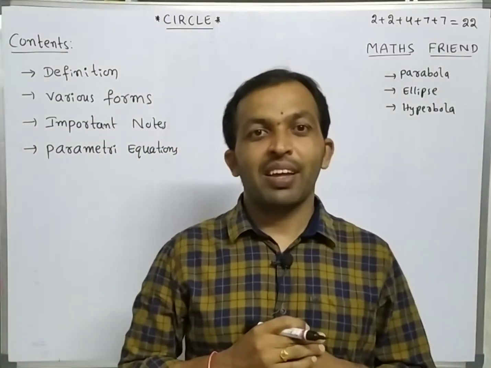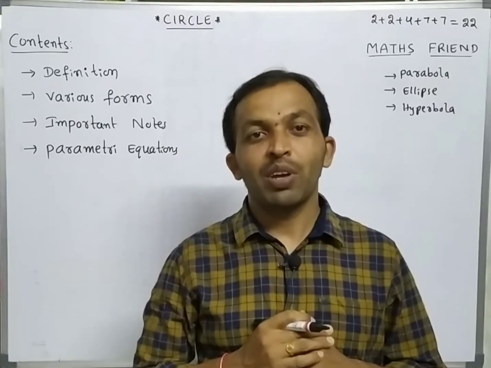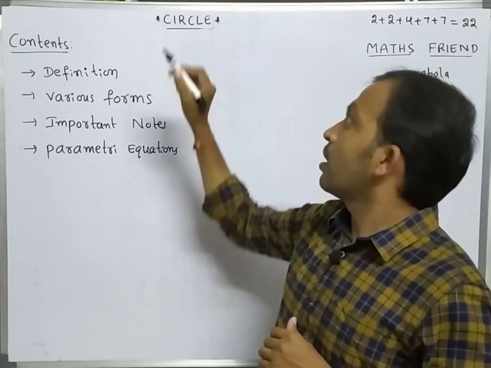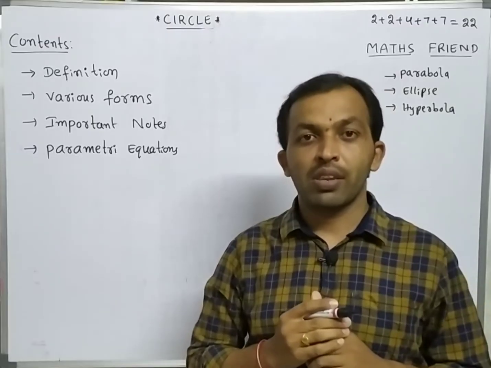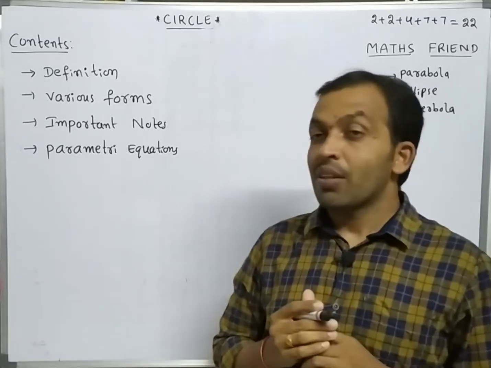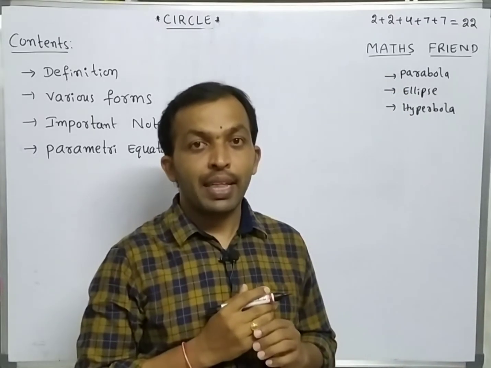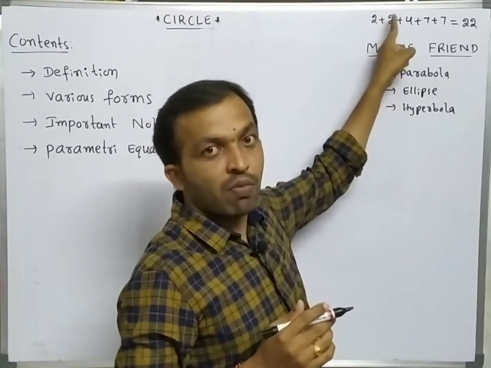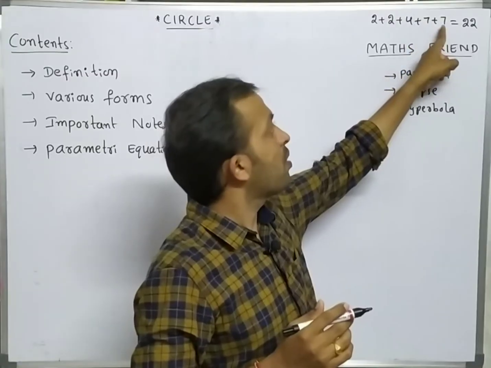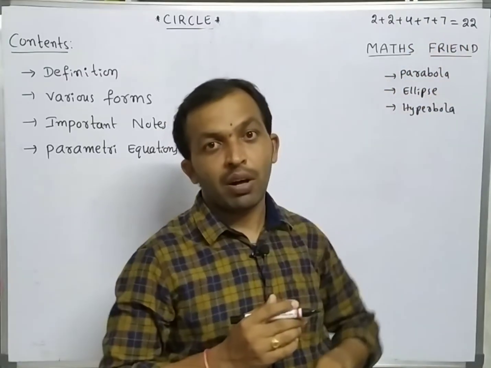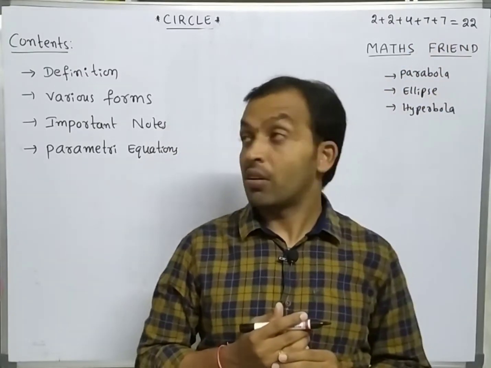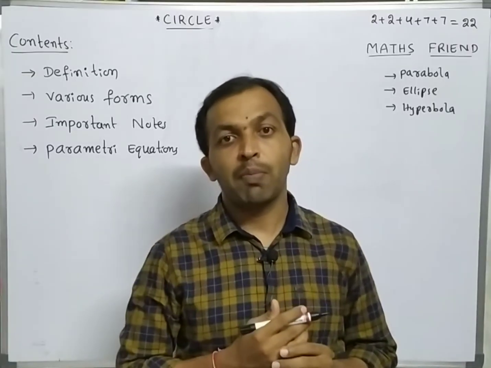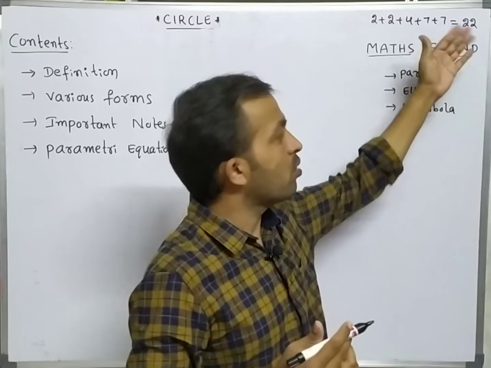Dear students, in this video I am going to explain a new topic, that is circle. Circle, very interesting topic. In intermediate public examinations, you will get two 2-mark questions, one 4-mark question, and two 7-mark questions, total 22 marks. So this chapter is very important in intermediate public examinations.